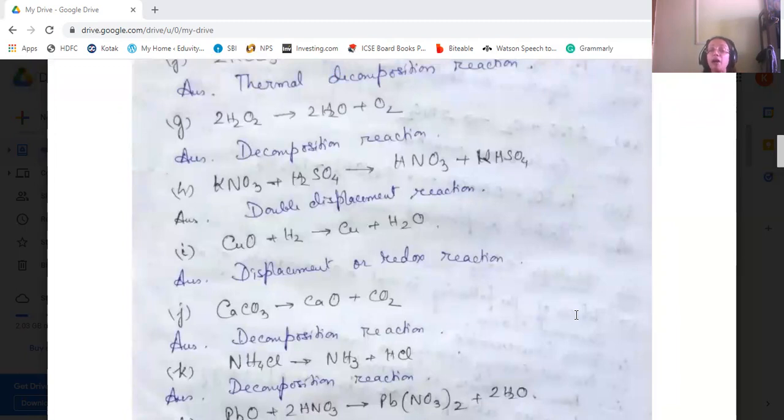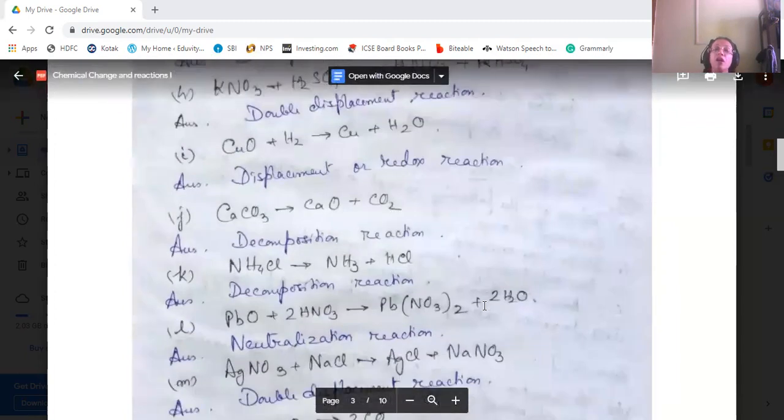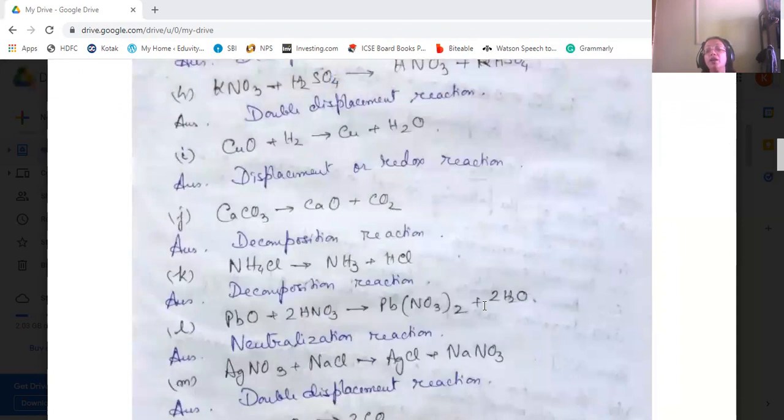Then calcium carbonate decomposes to calcium oxide and carbon dioxide. So this reaction is a decomposition reaction. And ammonium chloride decomposes to ammonia plus hydrogen chloride gas. So this is also a decomposition reaction.